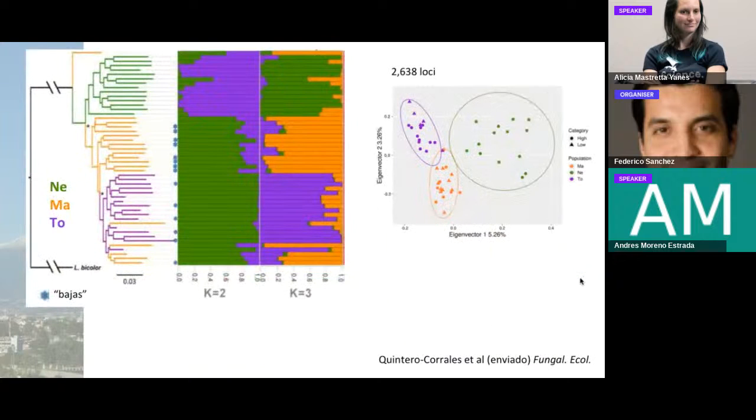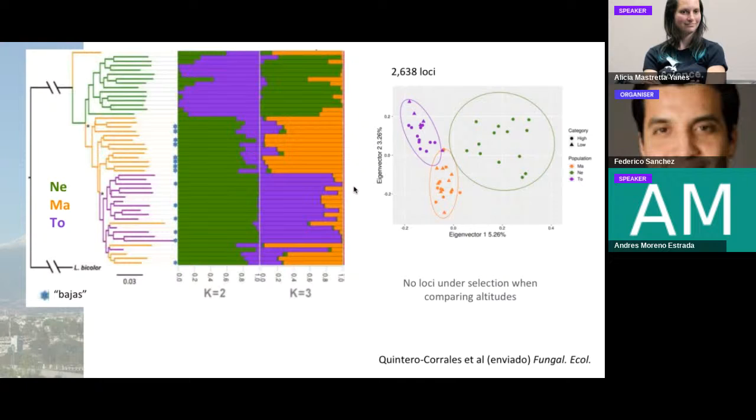So we found a lot of evidence for genetic structure separating different mountains. As you can see, this is Toluca, La Malinche, and Nevado de Colima, Toluca, sorry, which also is shown here in this tree and structure analysis. But when we tested for structure separating the high and low elevation samples within the same mountain, we didn't find structure genome-wide, and we didn't find loci under selection either.